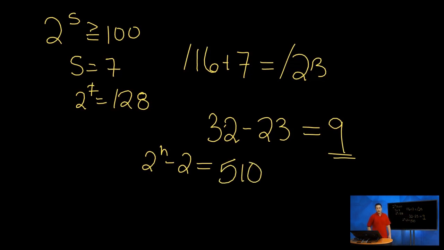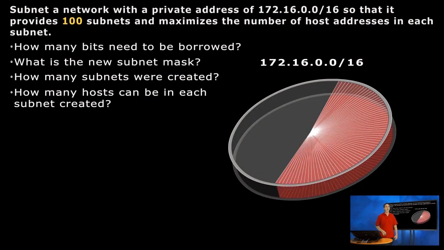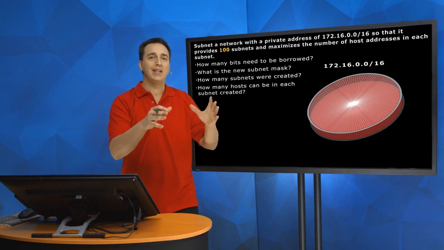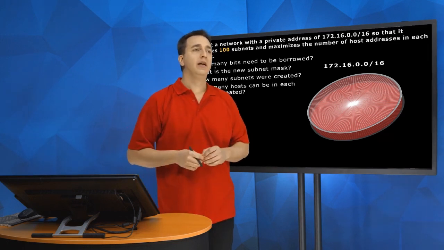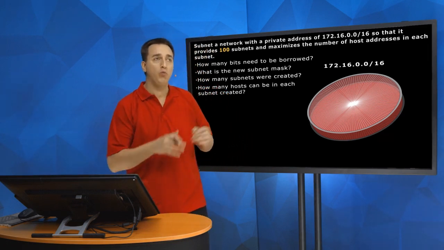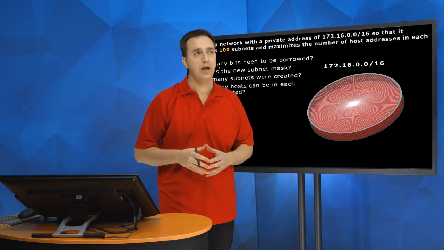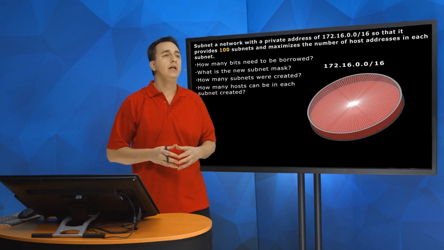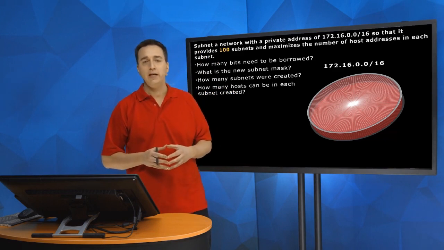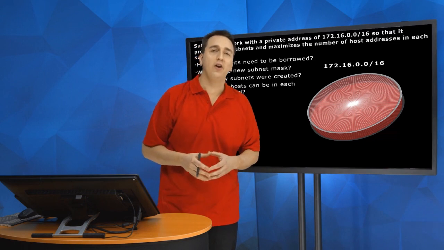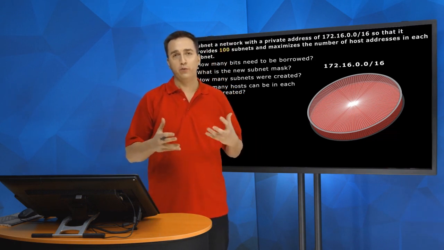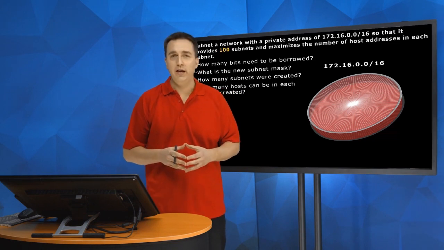All right, so if we go back to our scenario and we answer our questions: how many bits need to be borrowed? We said 7 total bits. What's the new subnet mask? /23. How many subnets were created? We said 128 in total, so we have 28 spares because we only need 100 according to this scenario. And how many hosts can be in each subnet created? It was 510 hosts in each of those subnets. So now we're set up for the rest of our scenario that we want to go through.